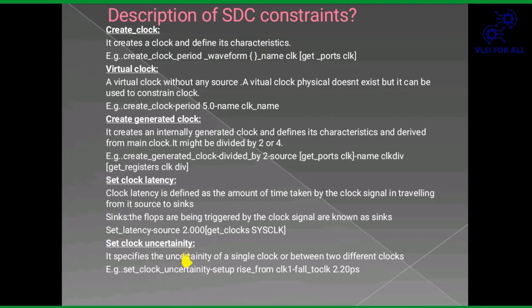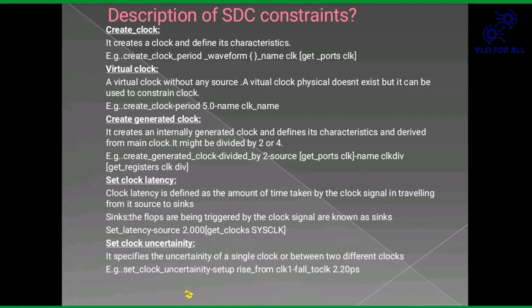So how do we write a command for the clock latency here? set_clock_latency -source, from which source it is, and get_clocks and the name of the clock. Is it a sys clock, F clock, or mini clock, that clock should be mentioned here. And the next one is set_clock_uncertainty. So what is set clock uncertainty? It is the uncertainty of a single clock or between two different clocks.